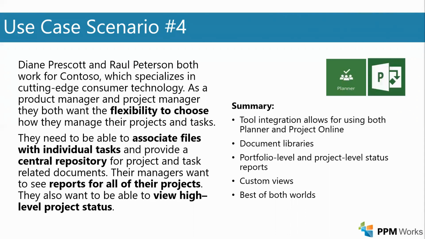So their managers want to be able to see reports of all the projects. Maybe Power BI is going to do that. Maybe just the built-in reporting in Project Online is going to make that happen. But they also want to be able to view high-level project status. So they have the tool integration that allows for using both Planner and Project Online. They need document libraries, as we mentioned. They've got portfolio level and project level status reports that they're going to need. Maybe they want those custom views that we talked about earlier in the presentation. Overall, to be cliche, they want the best of both worlds, okay?